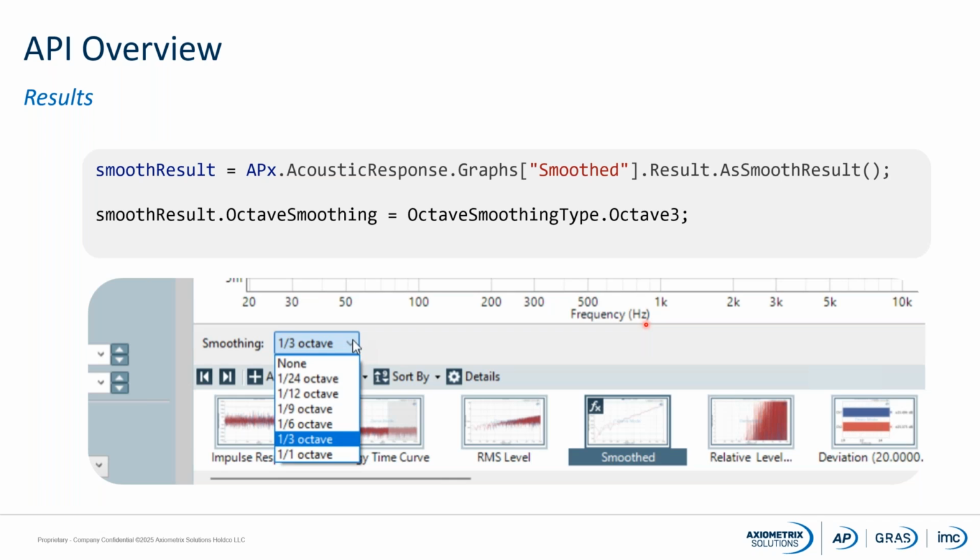The same is true for derived results. Here's an example. So we have the smooth derived result, which is derived from the RMS level. And what I do here is create a variable and assign it to the smooth result from the graphs collection cast to a smooth result. And then from there, I can access the octave smoothing setting.